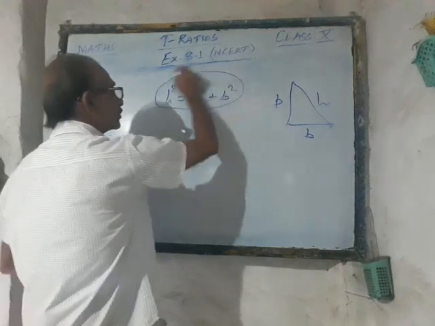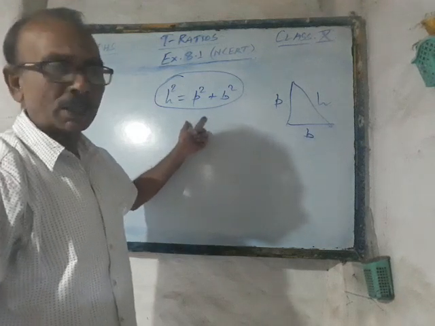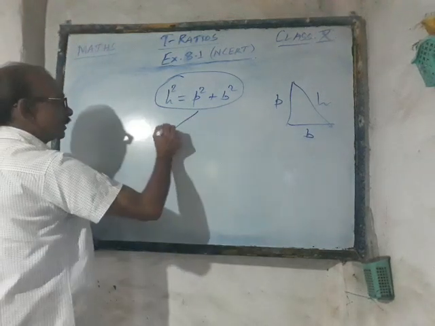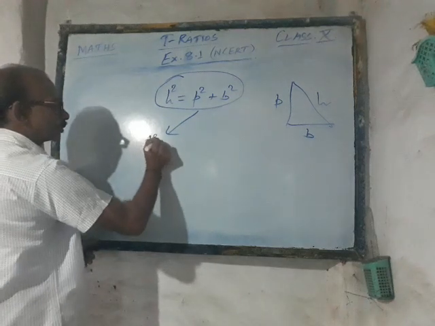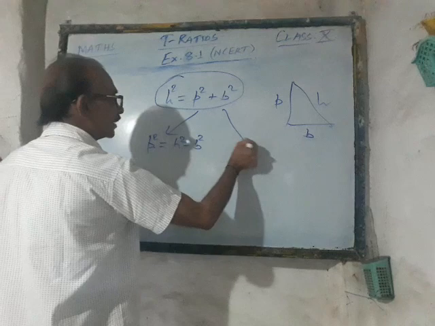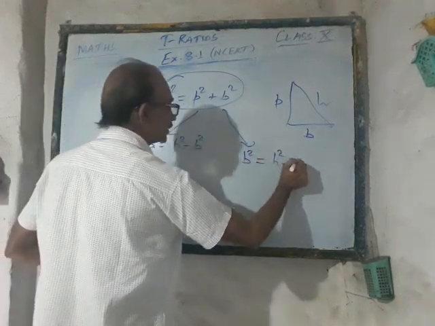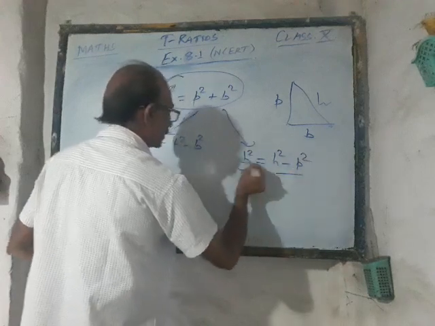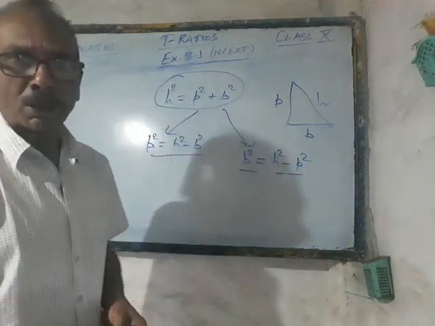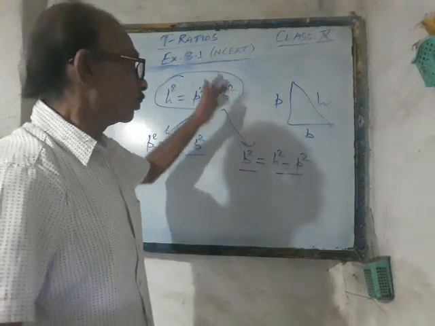So this result is frequently used. This may be used so many times while doing the problems. So this result may give you what? If you want to get P square, you will be writing H square minus B square. And if you want to write B square, that will give you what? H square minus P square. So this is all about the concept for doing the exercise 8.1.